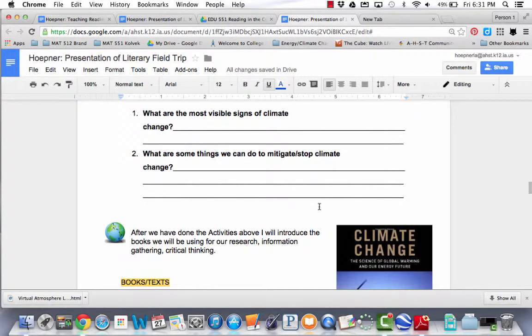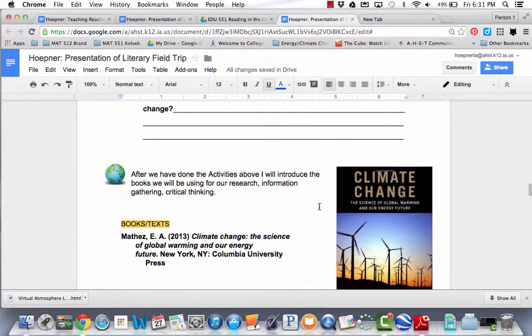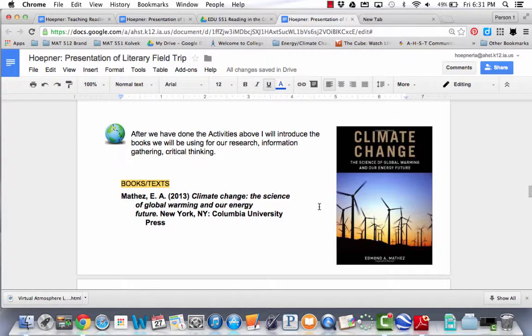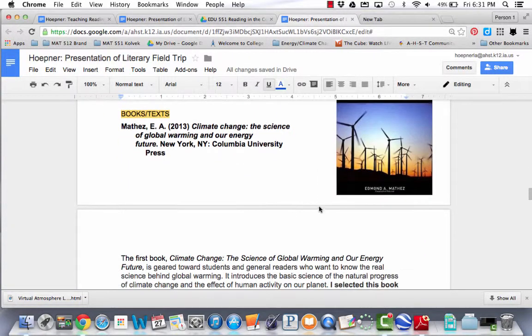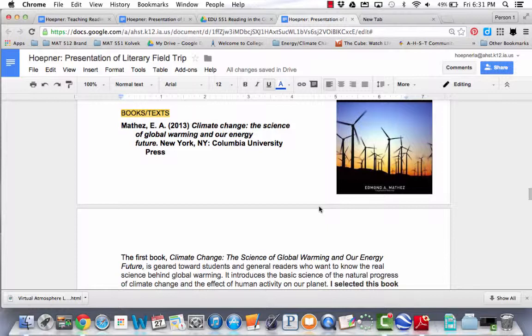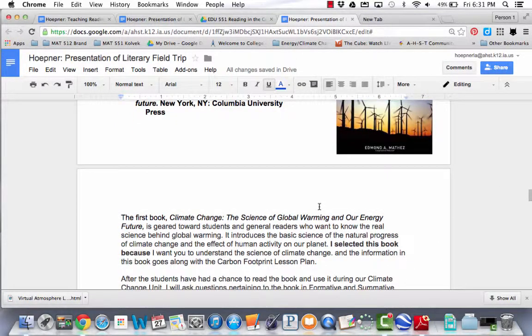And after these beginning activities are done, then I'm going to introduce the three books I have chosen for part of the whole unit. This is for the carbon footprint part of the unit. The first one is called Climate Change, the Science of Global Warming and Our Energy. I chose this book because it introduces students to the basic science of climate change, and it also explains some of the effect that humans are having on the planet, the effect of human activity on the planet.